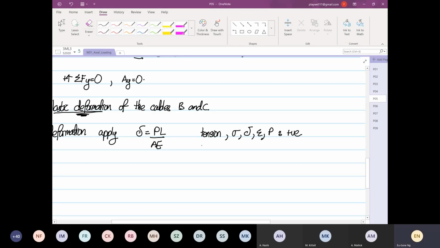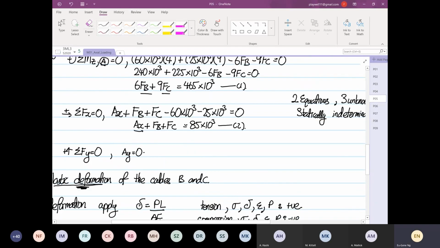When it's in compression, the stress, the deflection, the strain, and the load are all what? Negative. I want to highlight this. This is important. Why? Because we just did what?